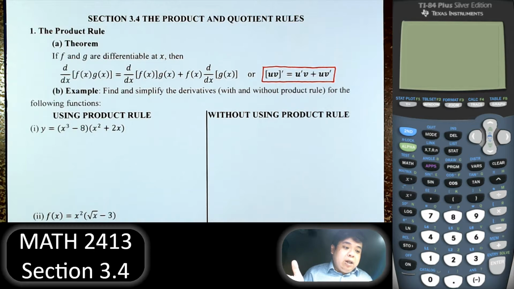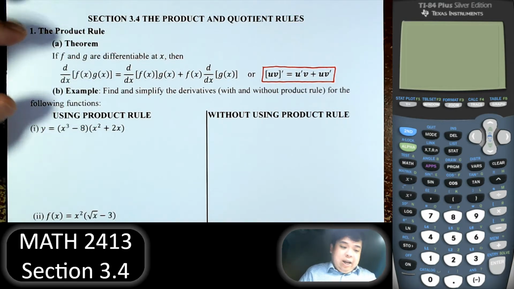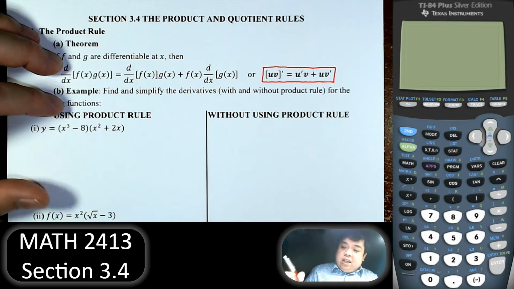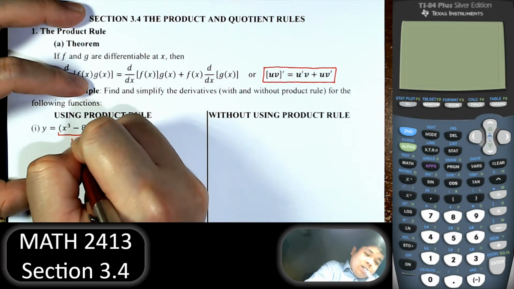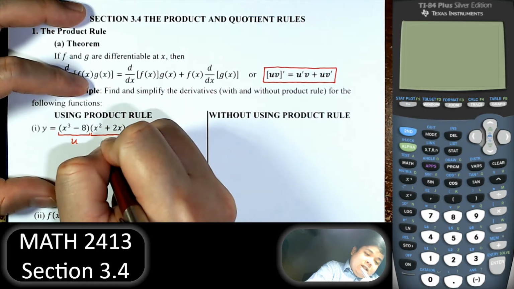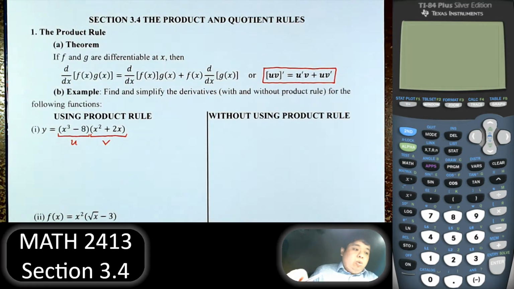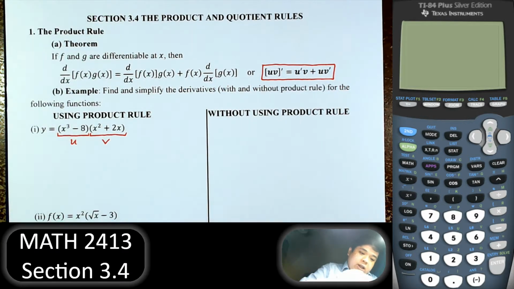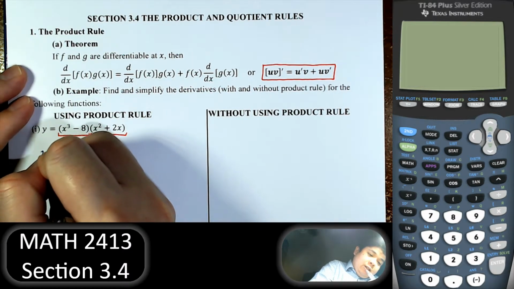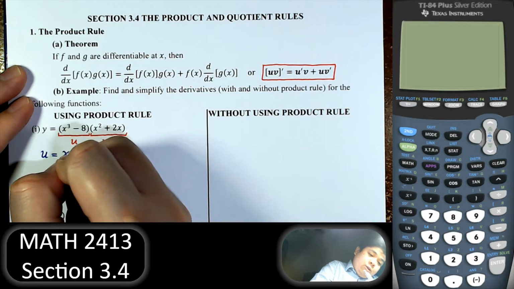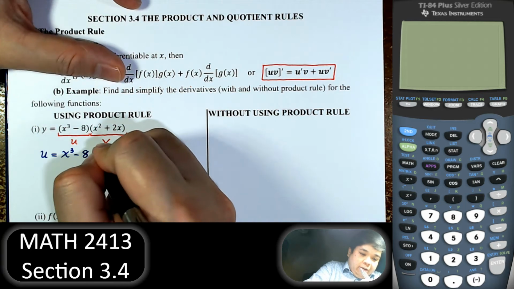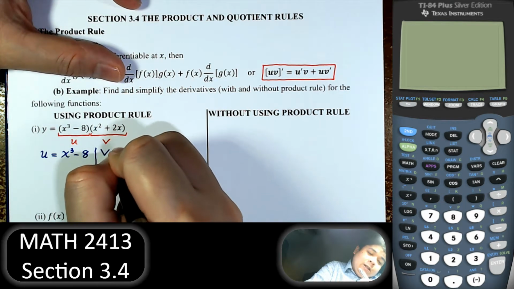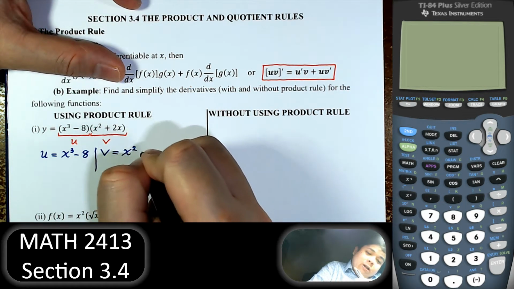First, using the product rule. Obviously u is the first one, v is the second one, so the product rule is the case. This is u, this is v. So we write out u is equal to x cubed minus 8, and v is x squared plus 2x.